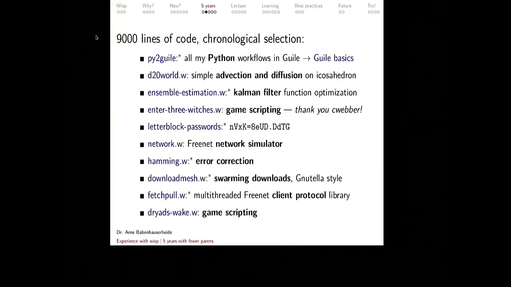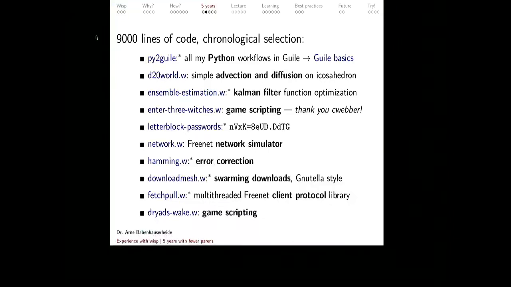That goes from writing Py to Guile, that was reproducing all my workflows from Python in Guile. Then implementing advection diffusion, building function parameter estimation. Actually, the first part was work. Then there comes game scripting. That was what can I do with Wisp? This is what Christopher presented last time here, which was really great. I saw it in the stream.